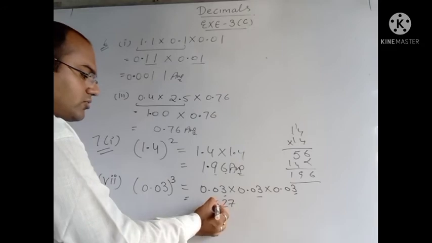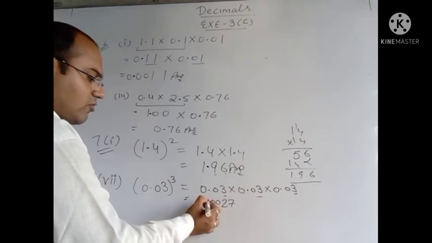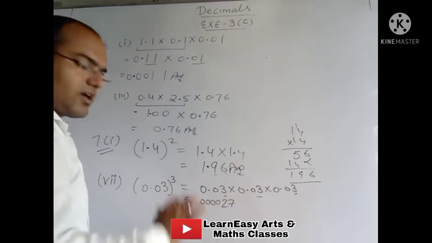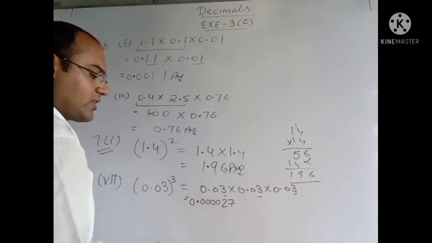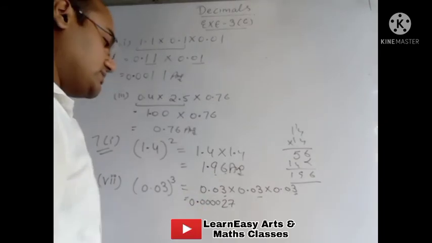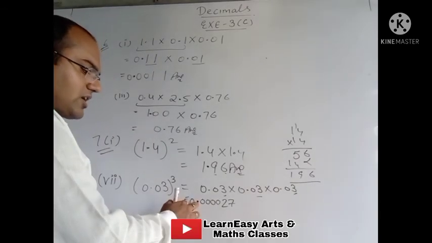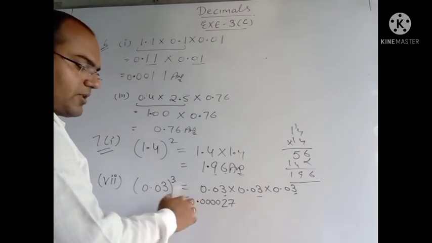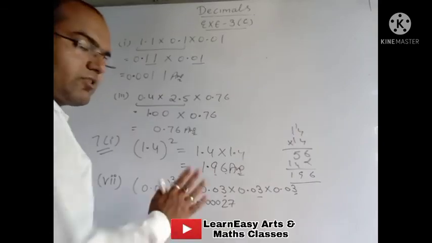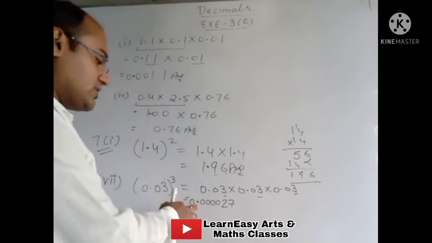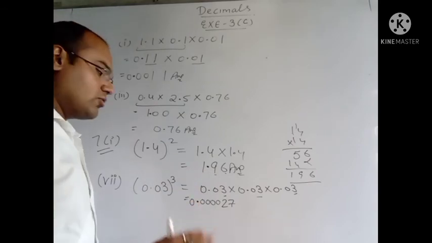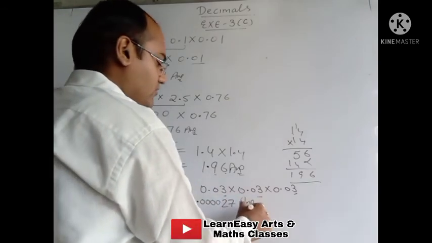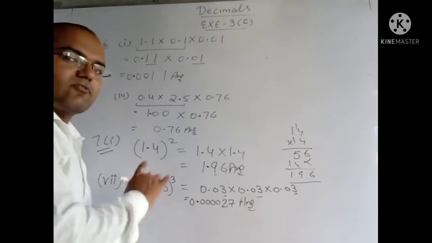We will add zeros: 1 2 0, we will add 3 4 5 6. Now we have 6 digits, we will put the point and again we will put 0 before the decimal. This is the rule. We have to put the 0 in the beginning of the decimal if no number is there. Since here before the decimal no number is there, that's why we have taken 0 here. So this is your final answer of question number 7th part.